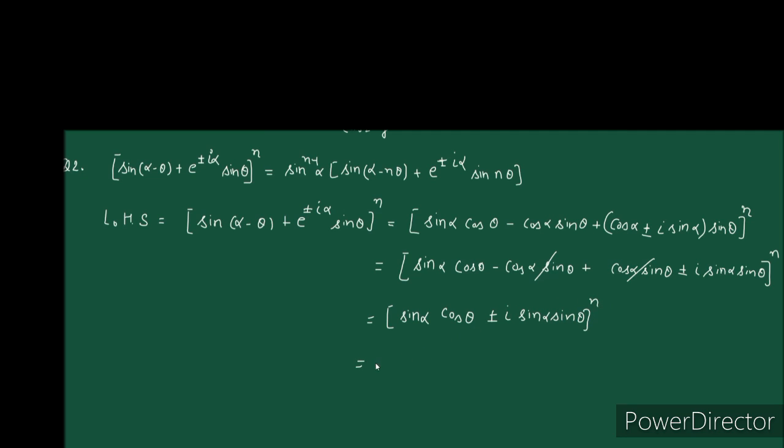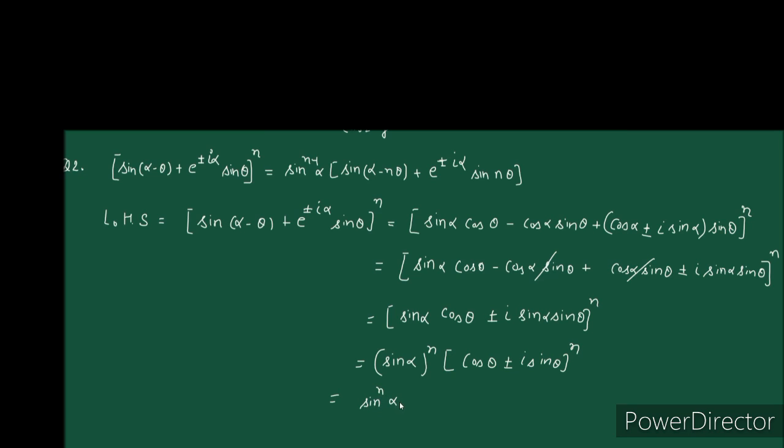Okay, now you can take outside common, sine alpha raised to power n. Now what is inside? Cos theta plus minus iota sine theta raised to power n. Now you can use DeMoivre's theorem.